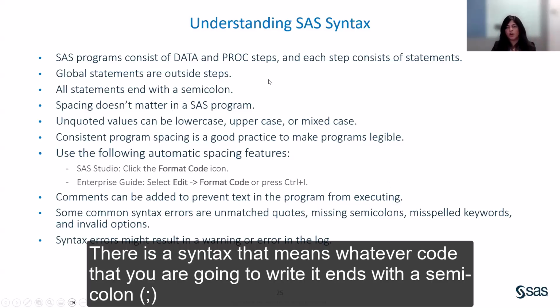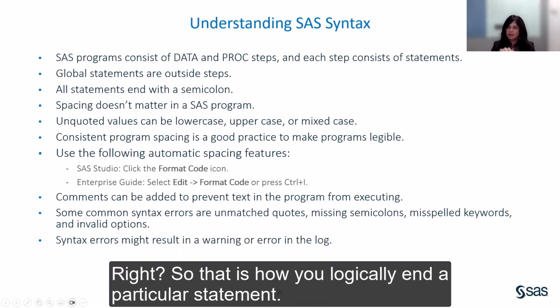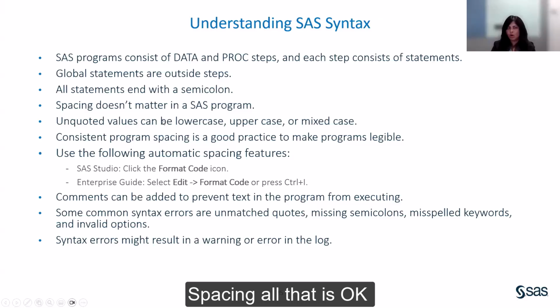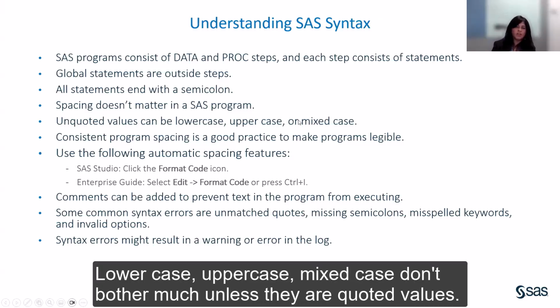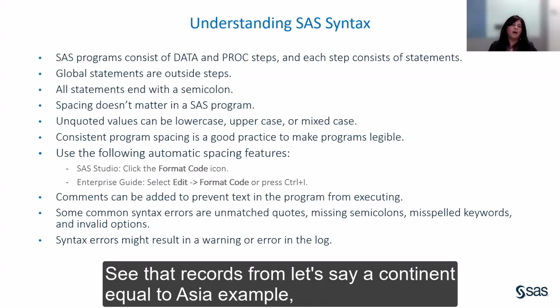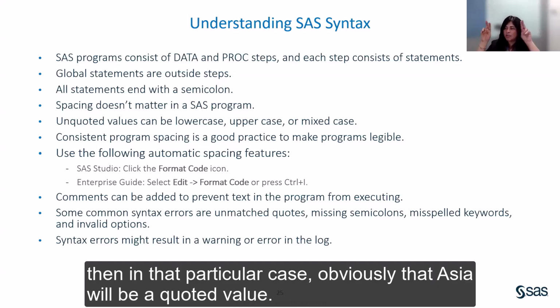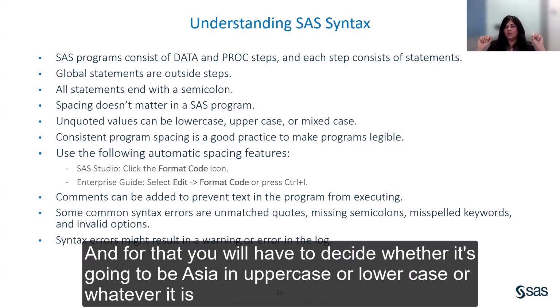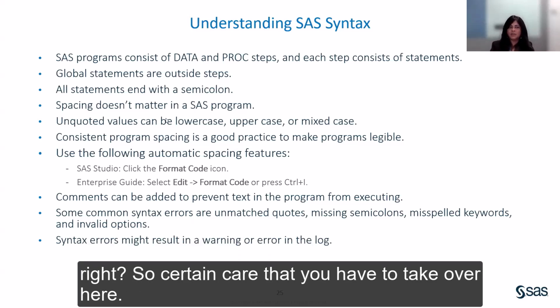There is a syntax: whatever code you are going to write, it ends with a semicolon, right? That is how you logically end a particular statement. Spacing, all that is okay. Lowercase, uppercase, mixed case, don't bother much unless they are quoted values. So let's say you want to see the records where continent equals Asia, for example. In that particular case, obviously that Asia will be a quoted value. And for that, you will have to decide whether it's going to be Asia in uppercase or lowercase or whatever it is, right? So certain care that you have to take over here.